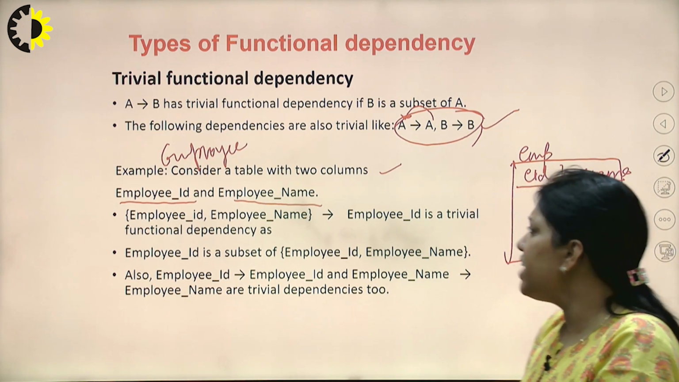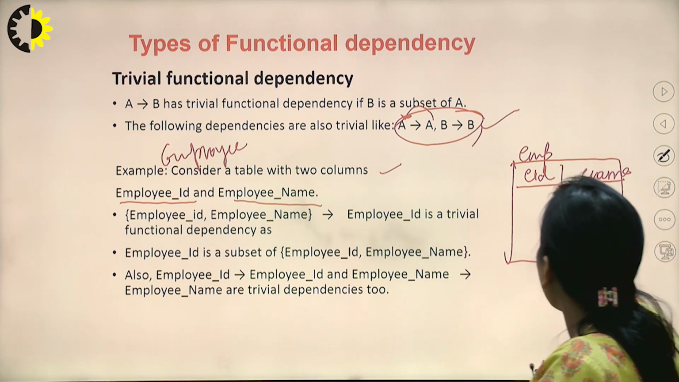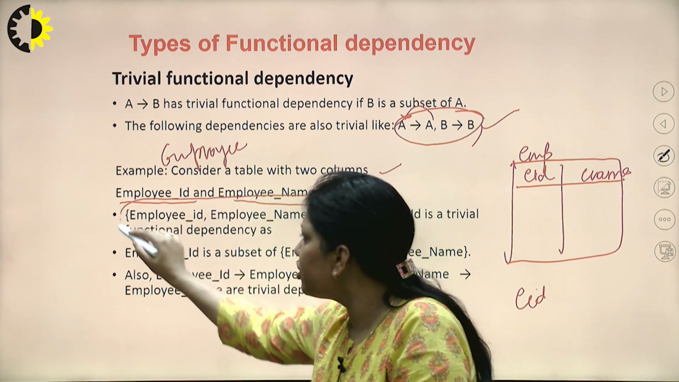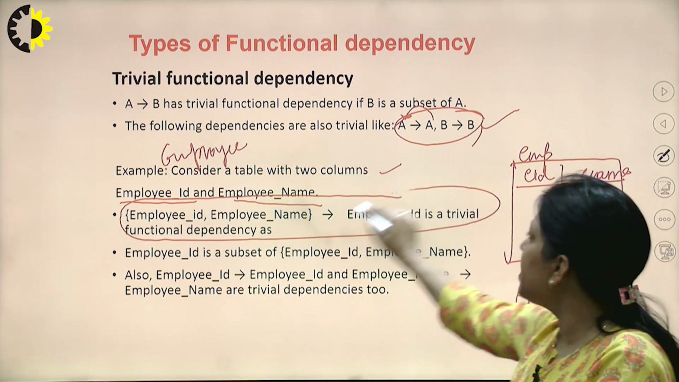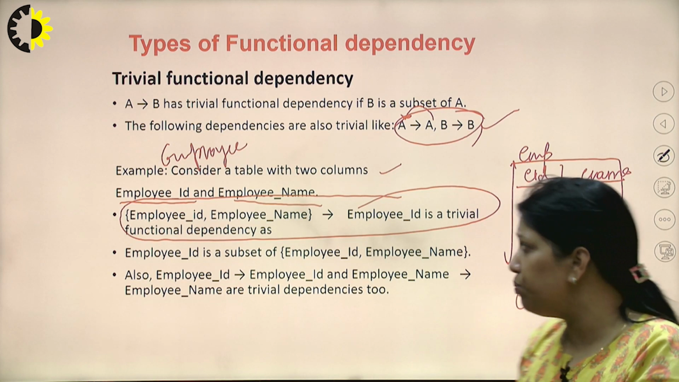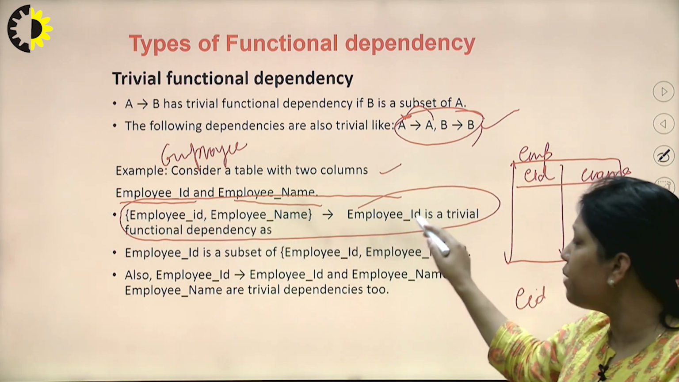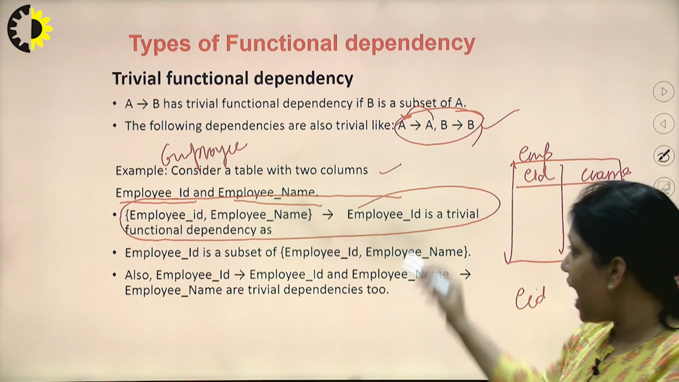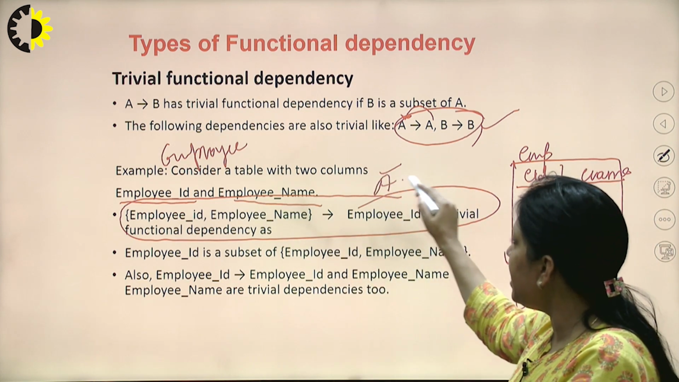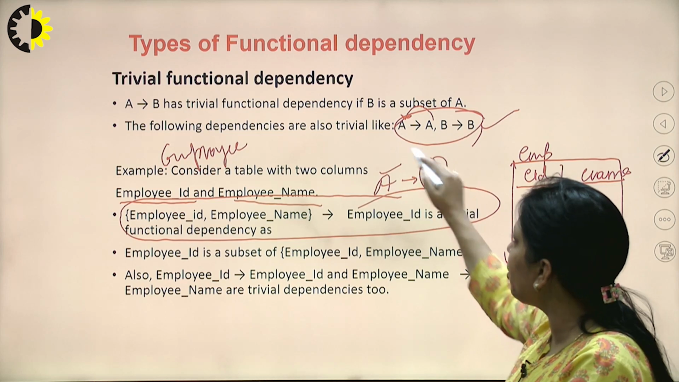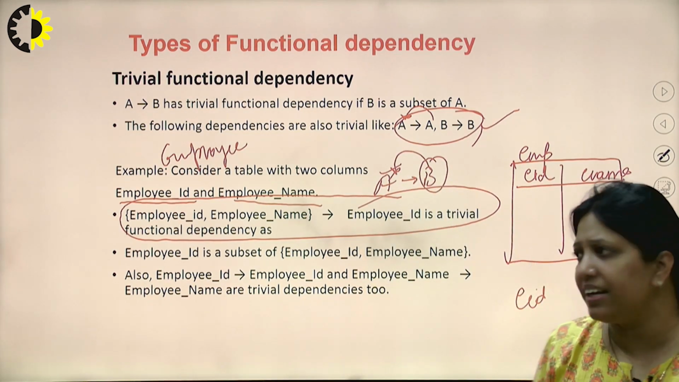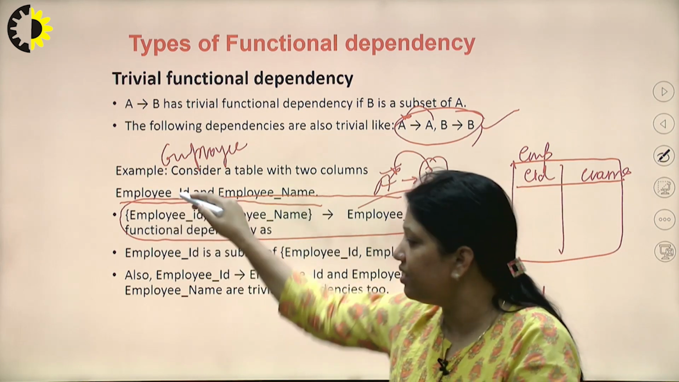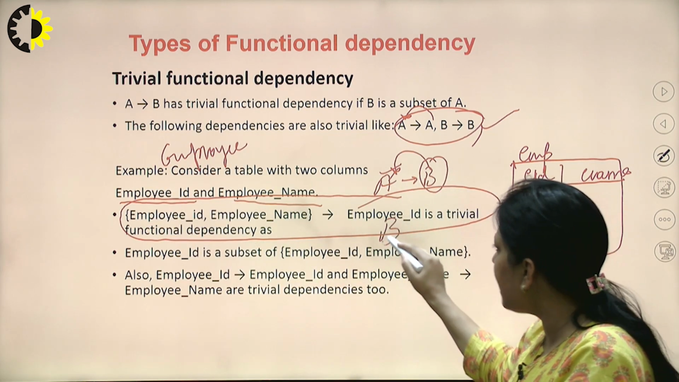So in this we can say that for this employee ID, we see this functional dependency. We can say that this functional dependency is trivial because it is given to us that employee ID is functionally determined from employee ID and employee name. If A tends to B and B is a subset of A, then it is a trivial functional dependency. And here employee ID is a subset of this A. This is B here and this is A here.